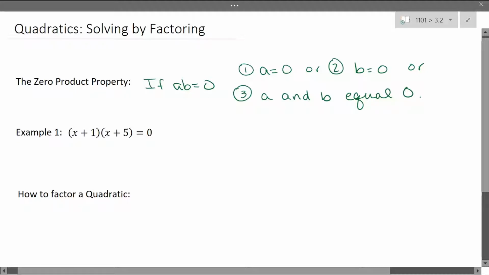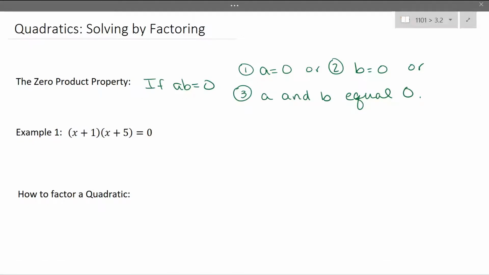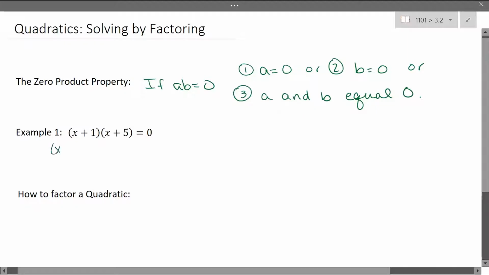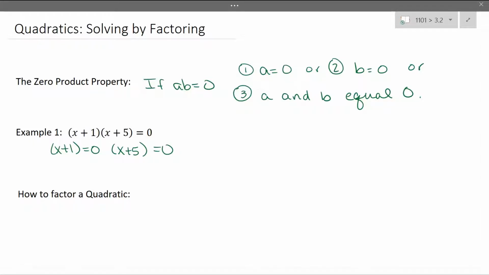So let's look at an example of this to see how this can help us in solving quadratics. We have x plus 1 times x plus 5 equals 0. So by the zero product property, either x plus 1 equals 0 or x plus 5 equals 0, or they both equal 0. So we set them each equal to 0 and we solve.